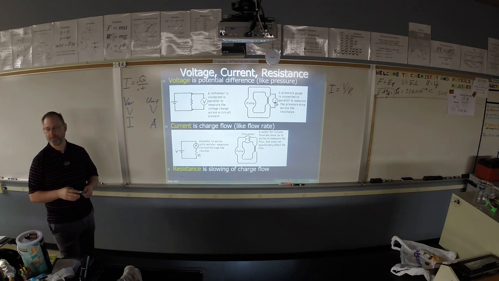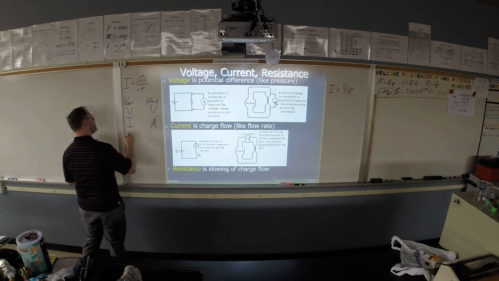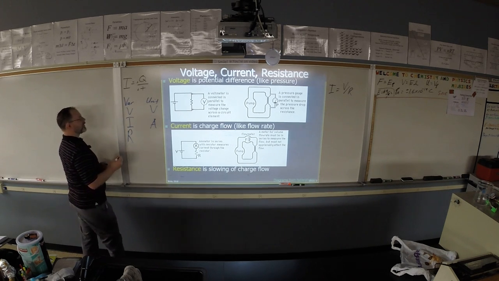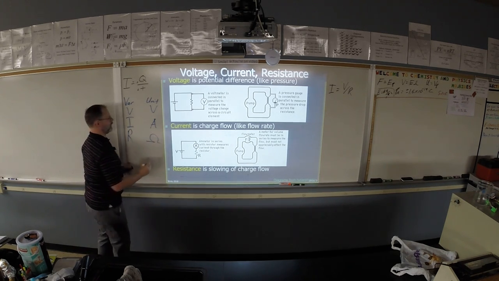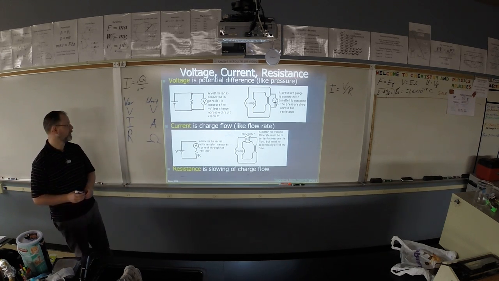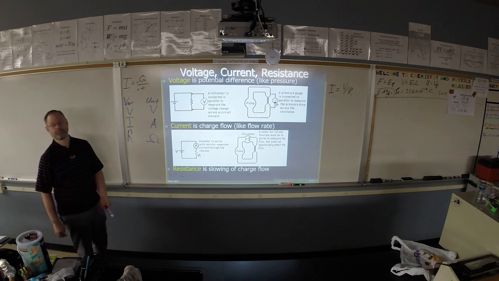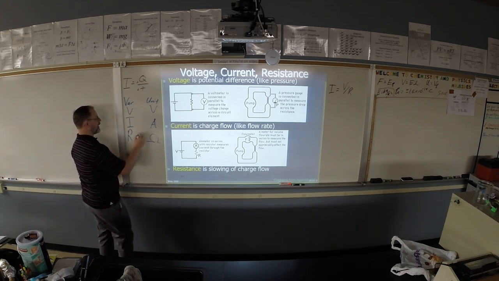Named after this guy named André Ampère. And then the variable for resistance is R, and the unit is ohms, capital omega. So if you flip your speakers over, you'll see it says 4 omega on it. This is pronounced ohms.